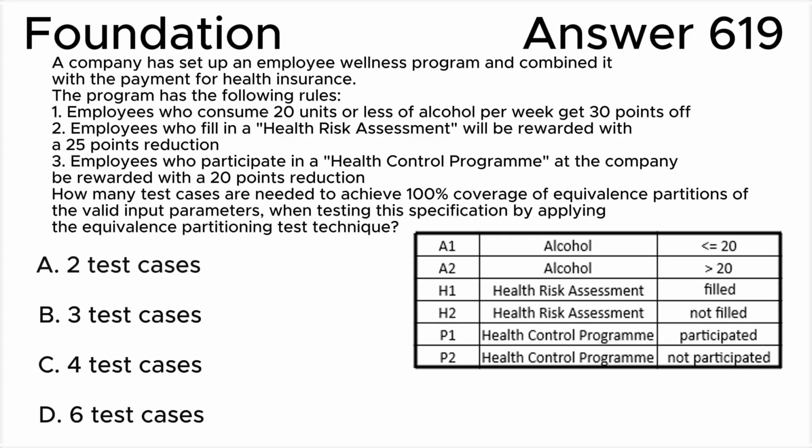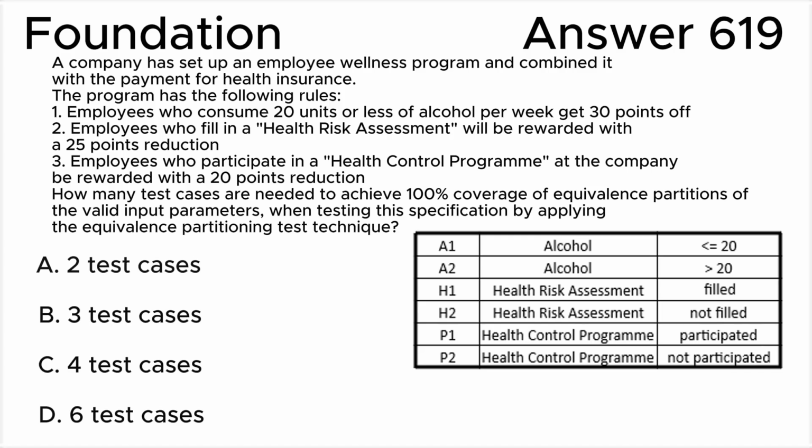Alcohol consumption: less or equal 20, eligible, and more than 20, not eligible. Two partitions, A1 and A2. Health risk assessment: filled, not filled. Two partitions, H1 and H2. Health control program: participated, not participated. Two partitions, P1 and P2.